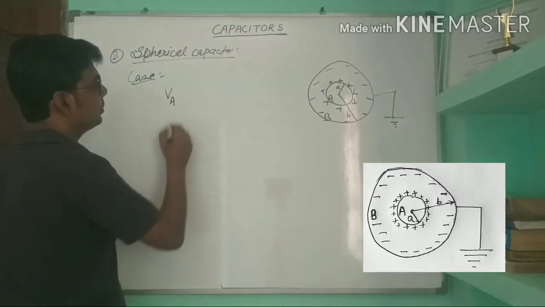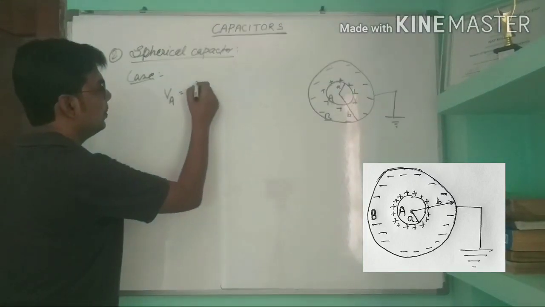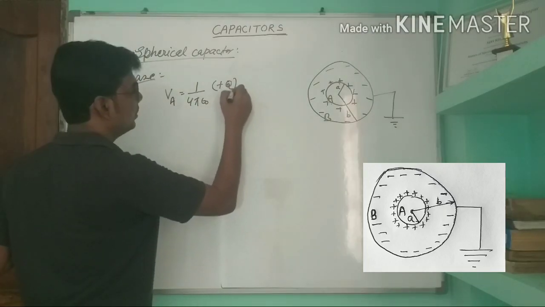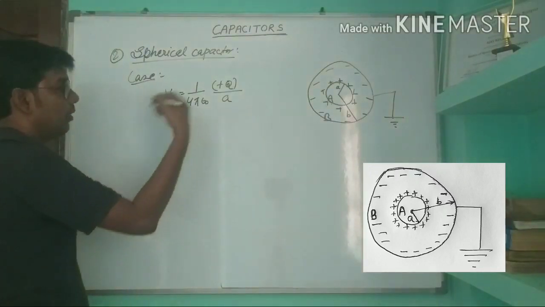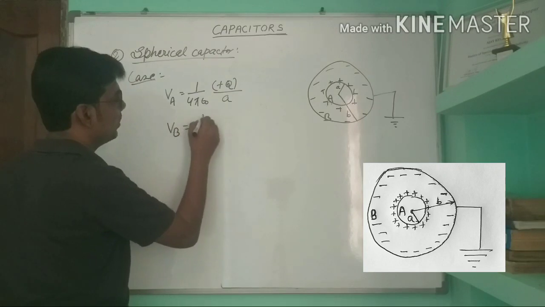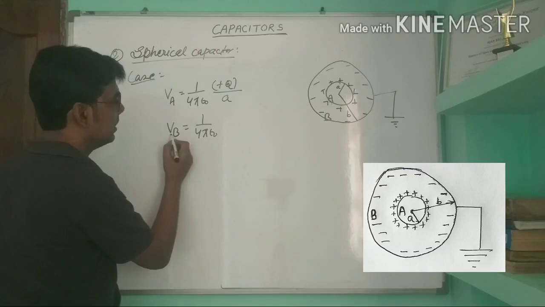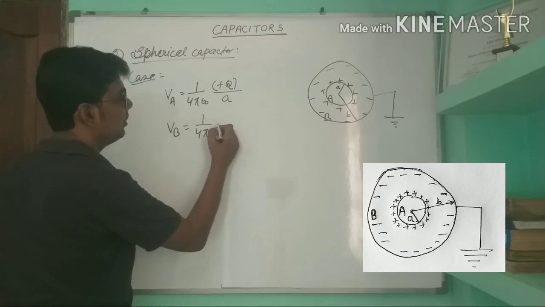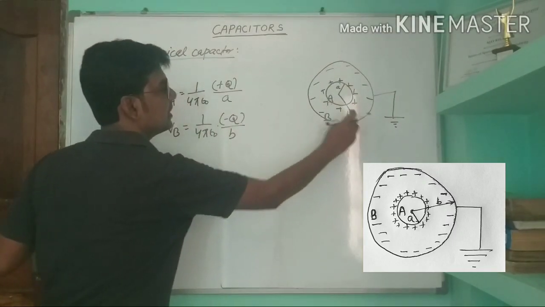Then the potential due to this small conductor A is equal to how much? 1 by 4 pi epsilon 0 plus q by the distance, which is A. Now the potential due to this bigger surface, VB, is equal to 1 by 4 pi epsilon 0 into minus q by the distance, and this distance is B.